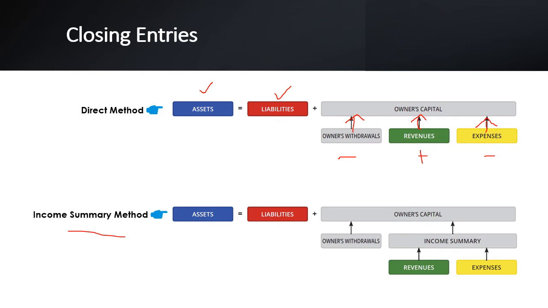Now, with the income summary method, again, our assets and liabilities remain untouched. This time, instead of putting our revenues and expenses directly into our owner's capital, what we want to do is transfer them into our income summary. So our revenues will increase our income summary and our expenses will decrease it. The income summary account will summarize our income. Do we have a net income or do we have a net loss? If we have a net income, it will increase our equity. If we have a net loss, it would decrease our equity. Owner withdrawals, it doesn't matter which method you're using, we close those directly into our owner's capital, and it's always going to be a decrease to capital.